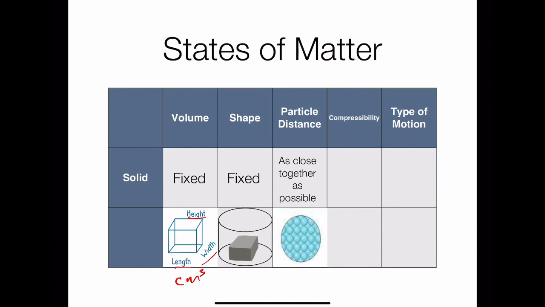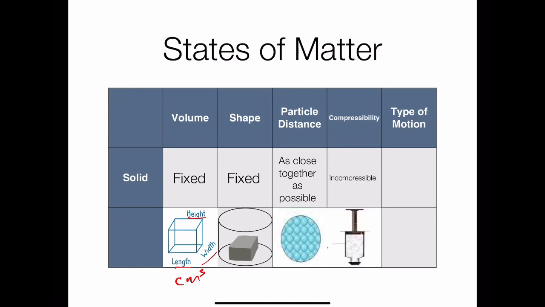Now, compressibility refers to whether or not we can push these particles any closer together. So if we're saying in terms of particle distance that the particles are as close together as possible, then we can also say that a solid is incompressible. We cannot push those particles closer together because they're already as close together as they can be. There's no empty space between these particles.